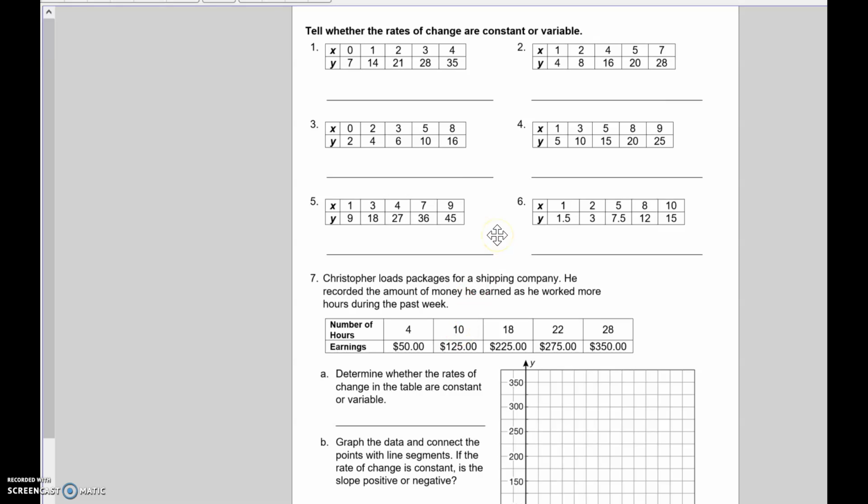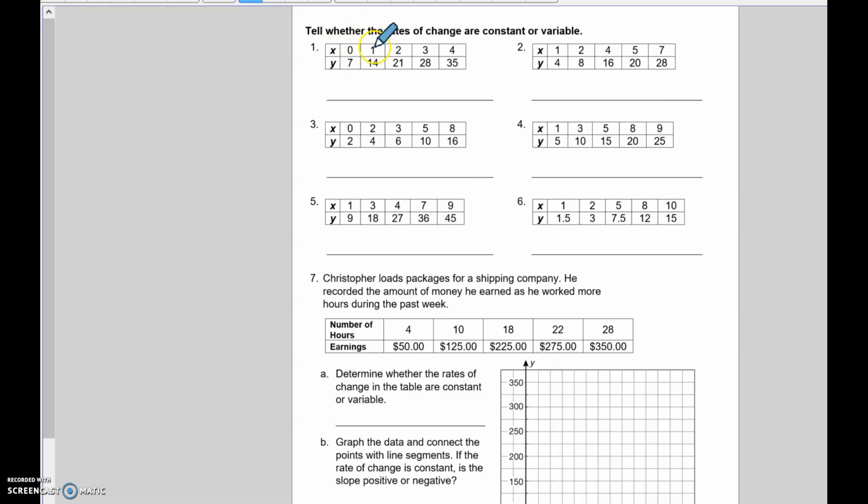All right, so this is some homework help for your 13.3 worksheet. The first question says, tell whether the rates of change are constant or variable. So constant means that we're going to have the same change for y over x, and variable means it's not the same. So let's look at number one.